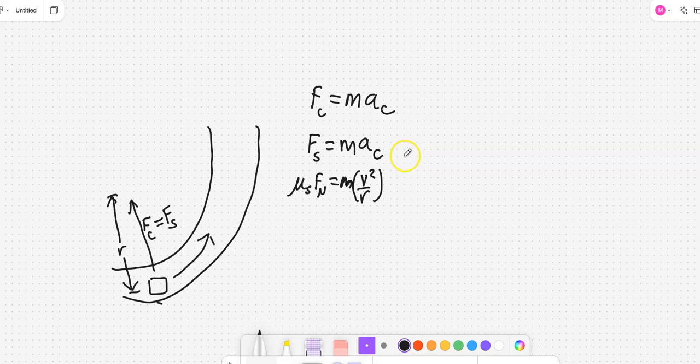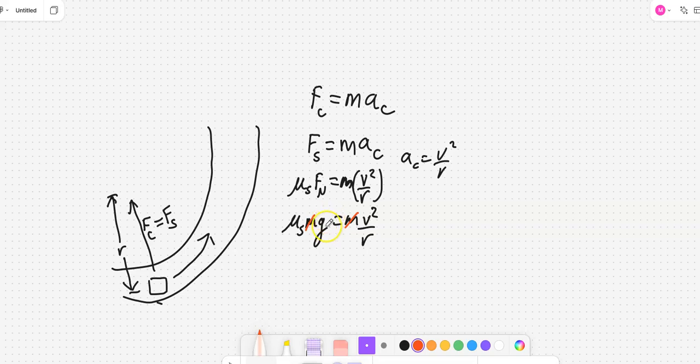In order to do that, in case you're looking at this later, let's take a look. We can substitute the weight for the normal force. That's going to be the velocity squared over r. We can cancel out the mass.